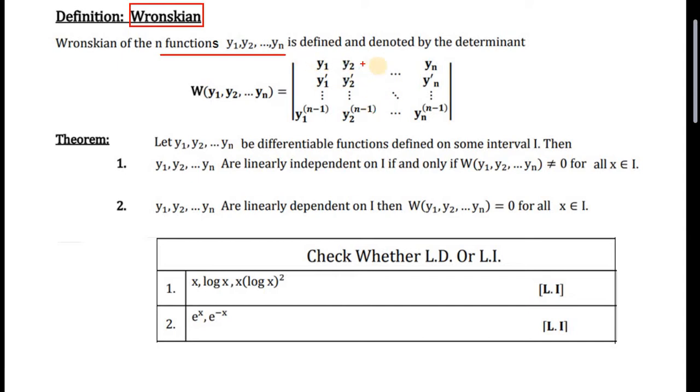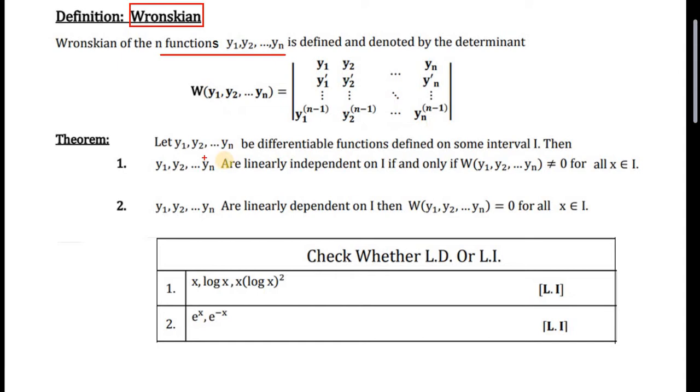In this determinant, the first row will have all the given functions, and in the second row we will have their derivatives. Similarly, in the third row we will have their second order derivatives, and so on. So this represents the Wronskian of the given functions.